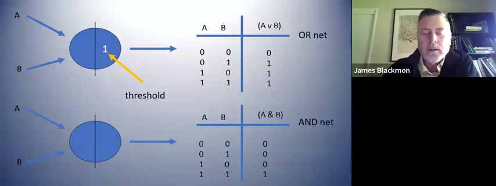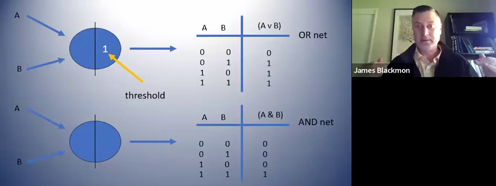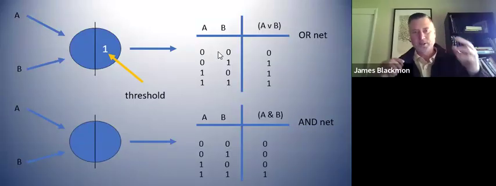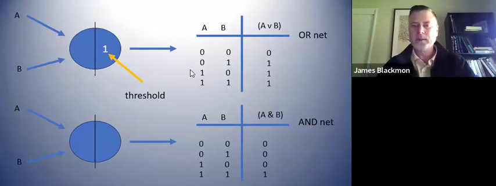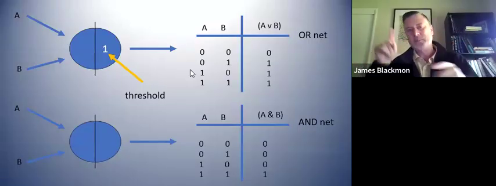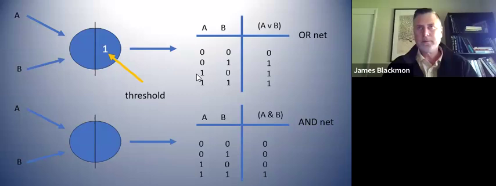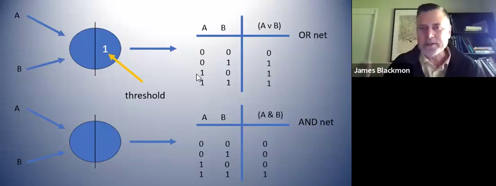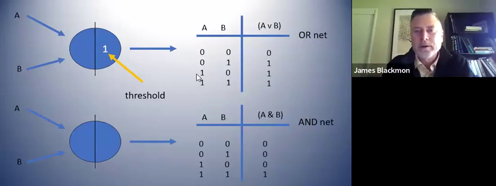Here's what I'm going to do. What if the threshold was 3? Then you'd look on this table, and for 0, 0, 0 plus 0 does not meet or exceed 3. So you have to put a 0 over here on the right. And then on 0, 1, that's 1. That doesn't meet 3 either. So you put a 0. And then on 1 plus 0, the third row, that doesn't meet 3. So you get 0. And then 1 plus 1 is 2. That doesn't meet 3. So it would just always be 0. That would be a weird function, but you could have that.